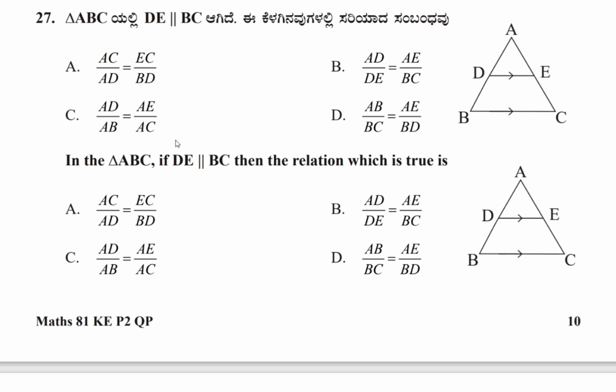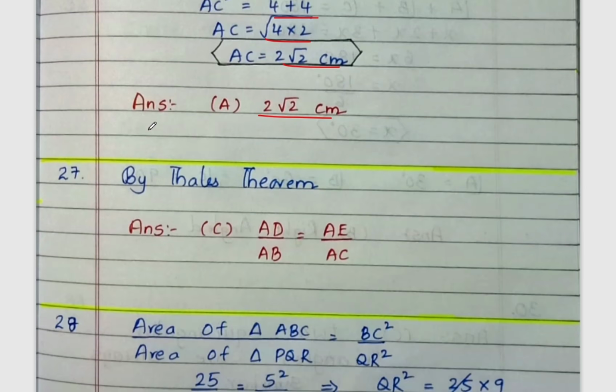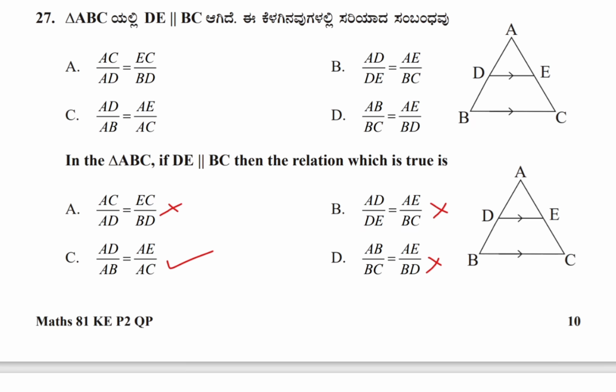Question number 27. In triangle ABC, if DE is parallel to BC, then the relation which is true among the following is. By using the concept of Thales theorem, this question can be solved. Option A will be incorrect, as AC by AD is sides of different triangles. Option B is incorrect and option D is also incorrect. By using the concept of Thales theorem, the correct answer is option C, AD by AB equals AE by AC.